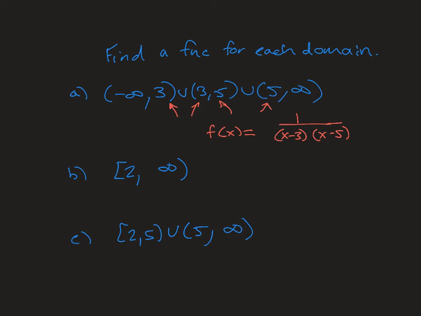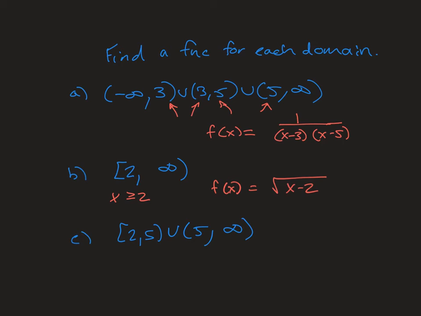B is a very typical example of, okay, I'm cutting off the domain, so it's only a particular range of values in the domain. So I think, and this is saying x has to be greater than or equal to 2. So I'm going to think square root. So what type of problem could that be? Well, this would have that domain, the square root of x minus 2.